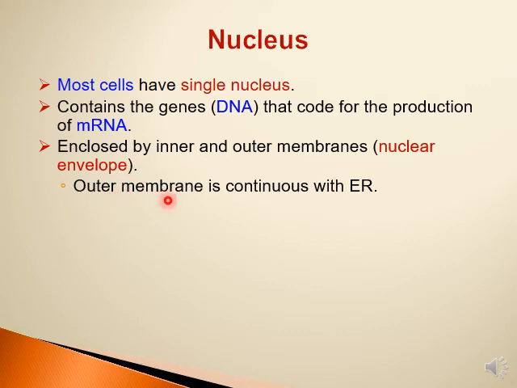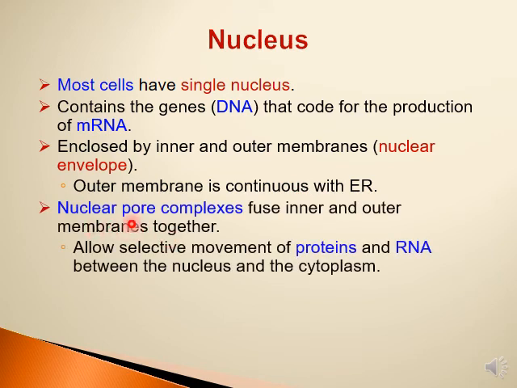The outer membrane of the nuclear envelope is continuous with the endoplasmic reticulum. The nuclear pores, or the nuclear pore complexes, fuse the inner and outer membrane together. This will allow selective movement of proteins and RNA between the nucleus and the cytoplasm, as I mentioned earlier.